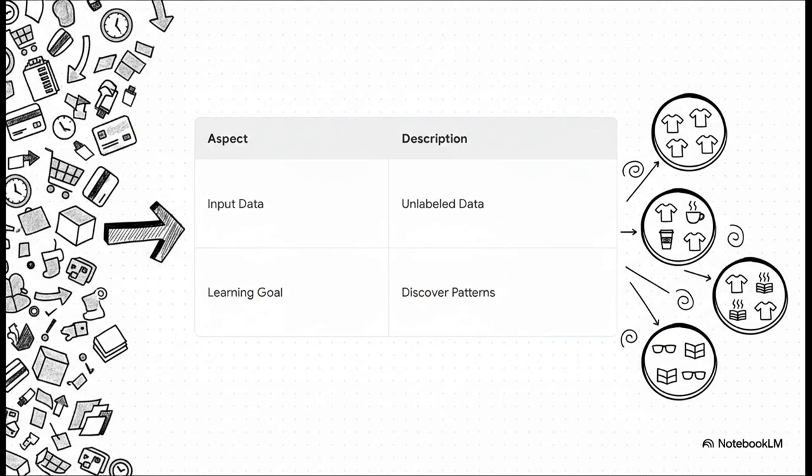Right, so the input is just raw, unlabeled stuff. Think of a giant, messy spreadsheet of customer purchases. The goal? To find patterns. For example, the algorithm might start to notice, hey, this group of people all seems to buy coffee and bagels, and this other group buys dog food and toys.